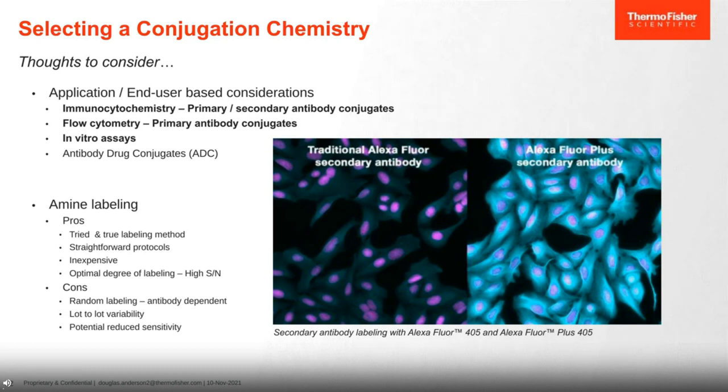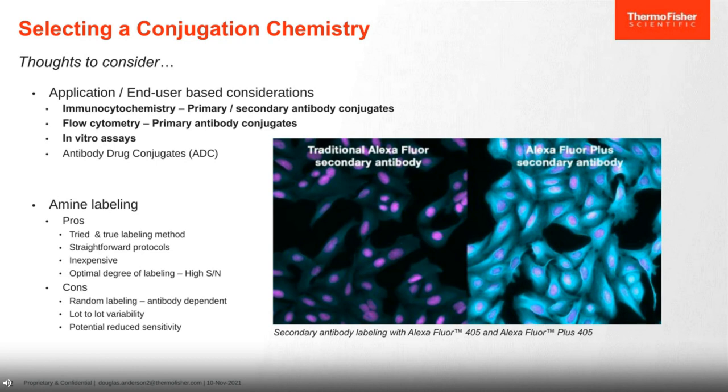That would be immunocytochemistry, perhaps if you're making a secondary conjugate, or if you want to go with a one-step primary conjugate. Even though this technology has been around in the market for quite some time, these conjugates are often more than bright enough for most applications and are really the gold standard for most labeling experiments, whether that's a simple ICC stain, flow cytometry, or an in vitro assay.